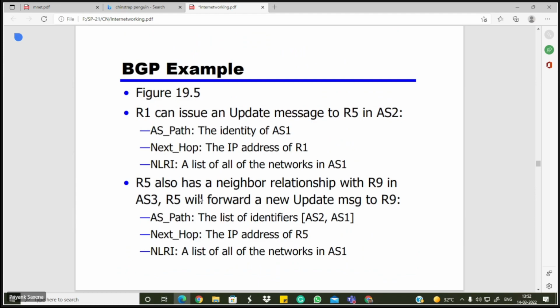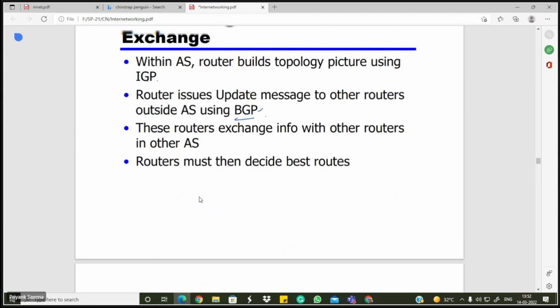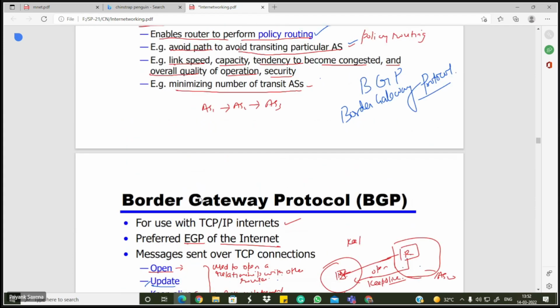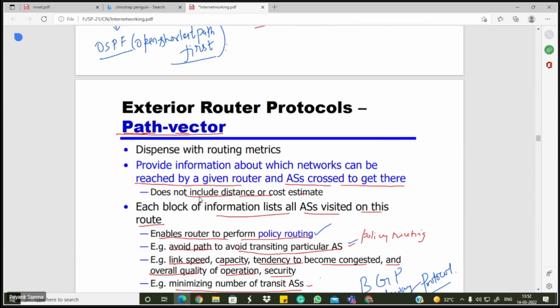Right, so this is about BGP, which is based on path vector routing, which is an algorithm for exterior routing protocol.